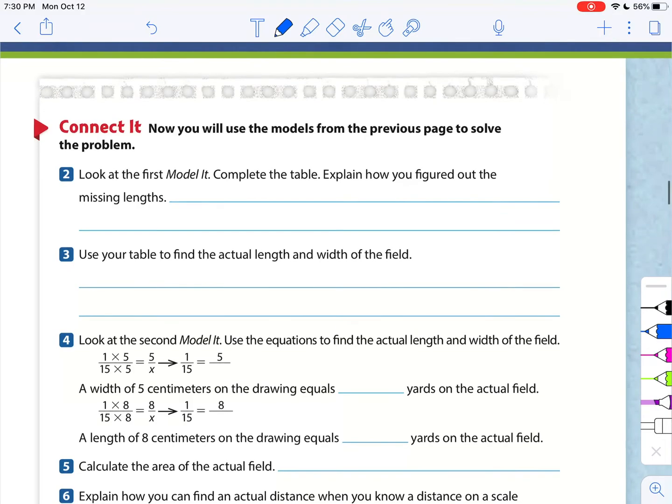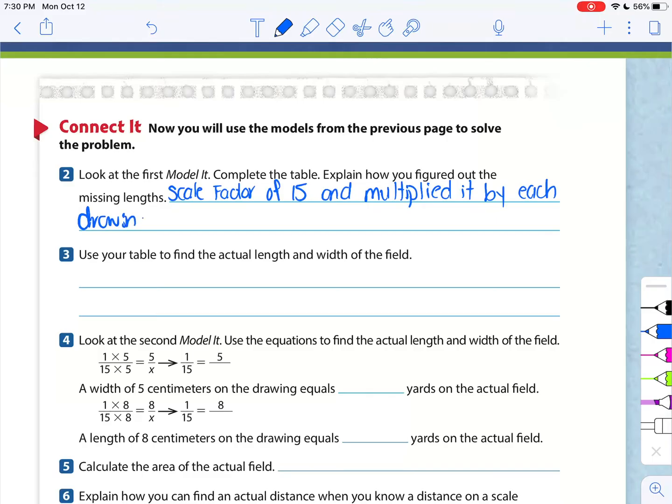So we took our scale factor of 15 and multiplied it by each drawing length. And remember, we were particularly looking for the 5 and the 8 because those were our drawing lengths from the problem.